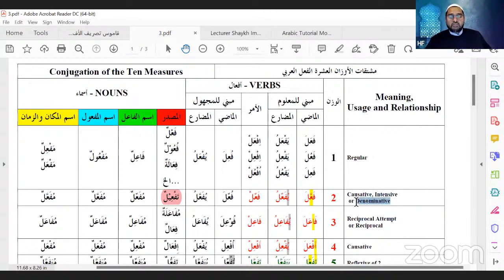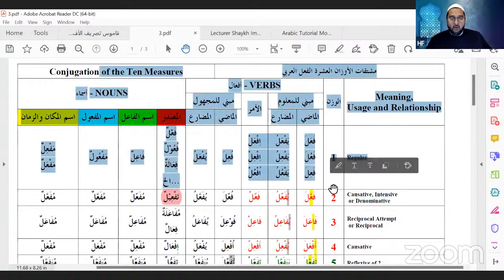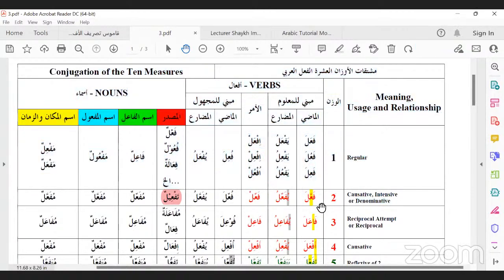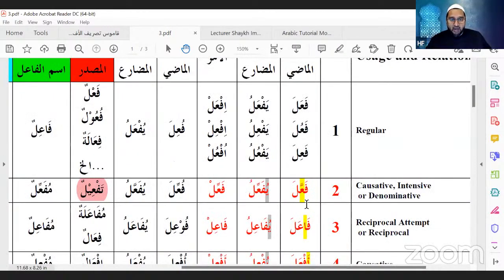Denominative means that something is done in small actions, in small quantities as well. So now I'll explain what I mean by these 3 meanings. Now, remember this pattern. Please look at this carefully and write this. Fa'ala yufa'ilu. You will see here, fa'ala, all of them have a fatha.